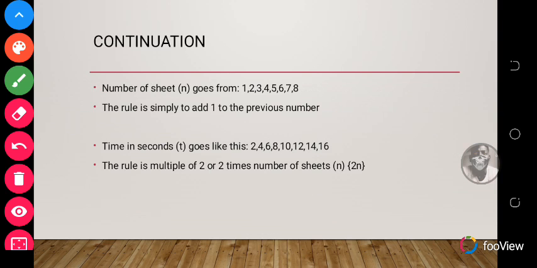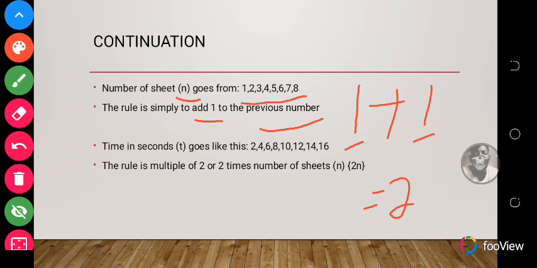So the number of sheets, which is represented by the variable n, goes from 1, 2, 3, 4, 5, 6, 7, and 8. And the rule for generating this is simply to add 1 to the previous number. So for example, if you want to get the next number, all you have to do is add 1 to the previous number. So if the previous number was 1, you just add 1 to it and you get the next number, which will be 2.